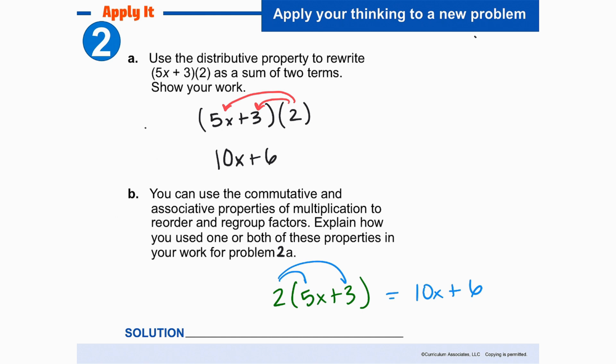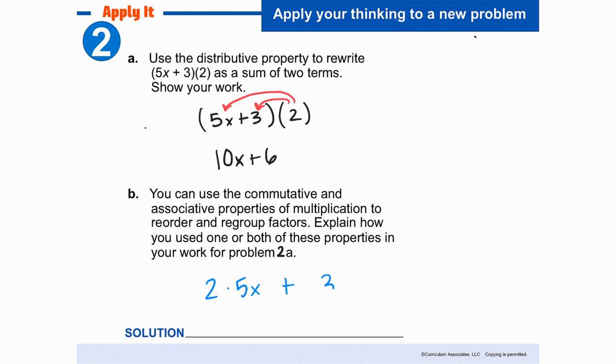The associative property would be to separate it a little bit more. So I can show you. I would do 2 times 5x plus 3 times 2. And we would still get the same answer. 2 times 5x is 10x plus 6. Either way would work for us.